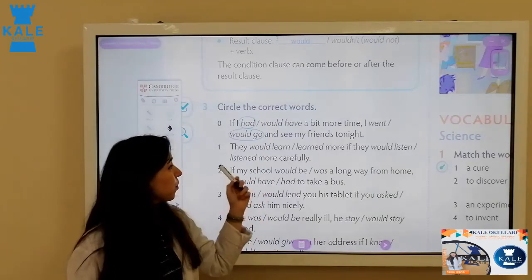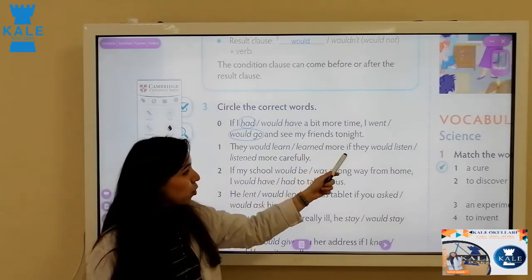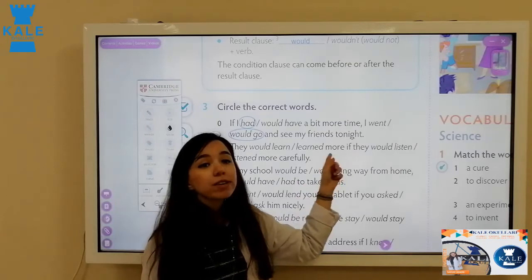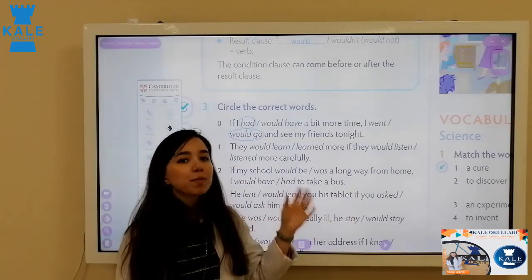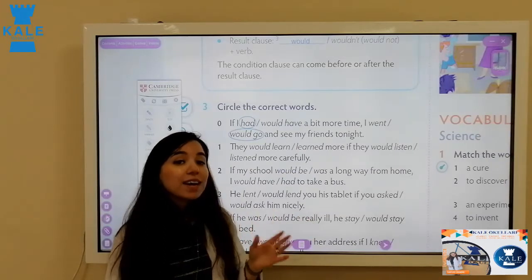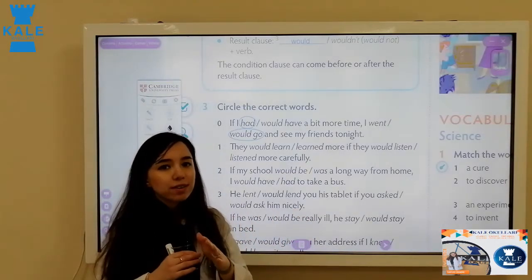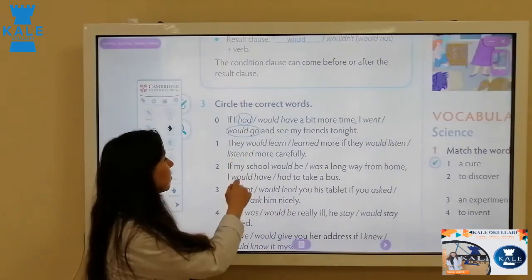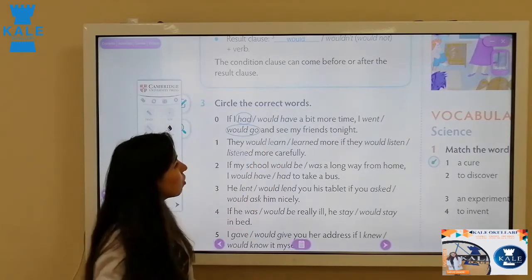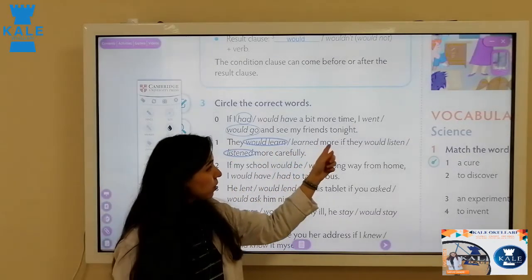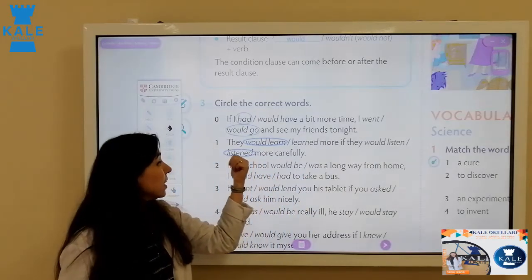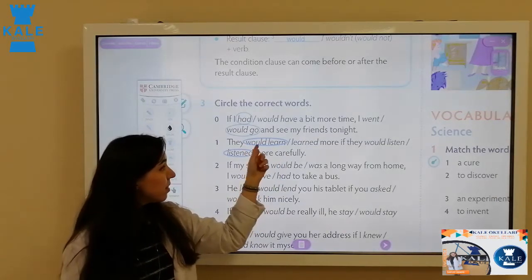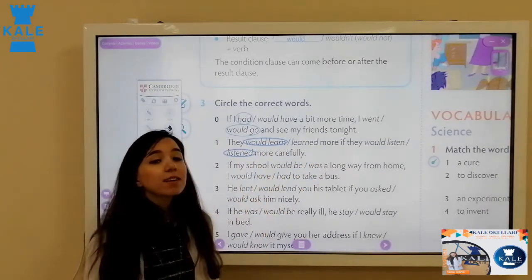Let's check number 1. They would learn more if they listen more carefully. All the time, pay attention. After the if clause, we need to write just past simple for the second conditional, not would. In the result, consequence clause, would is coming plus verb. So here, they would learn more if they listened more carefully, yes. So here we need past simple. The consequence is they would learn more if they listened more carefully.